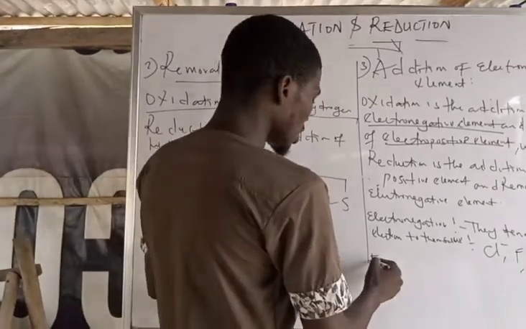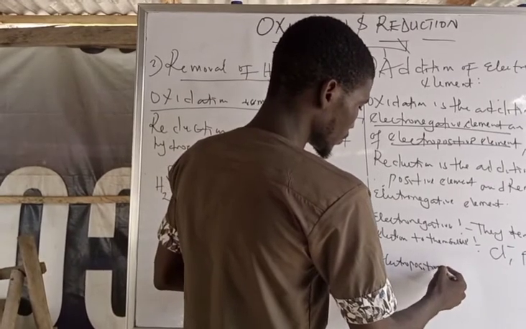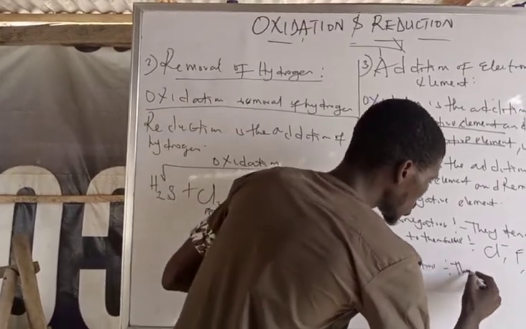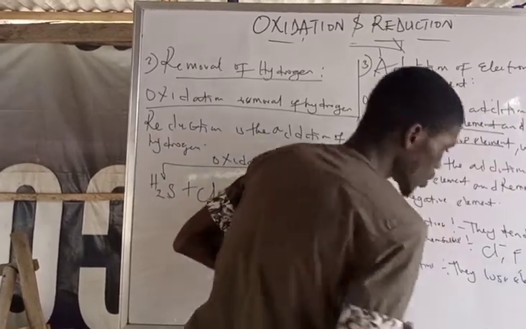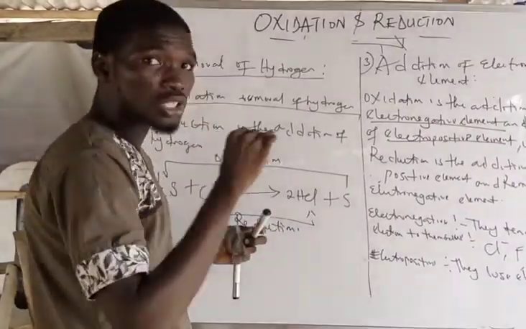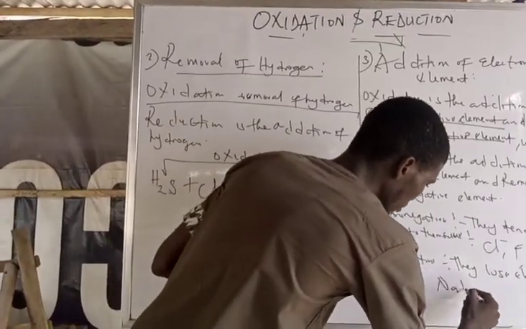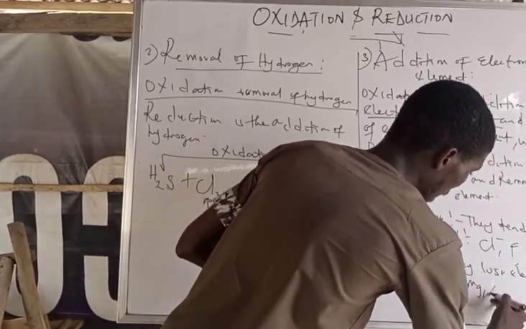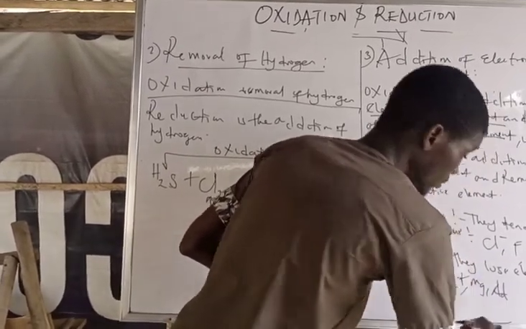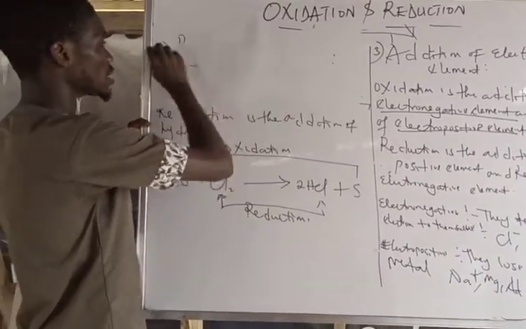Why electropositive? They lose electrons. So now, those elements that lose electrons are called the metals. I have sodium, I have magnesium, I have aluminium, like that. So now, let's pick a good example of this.